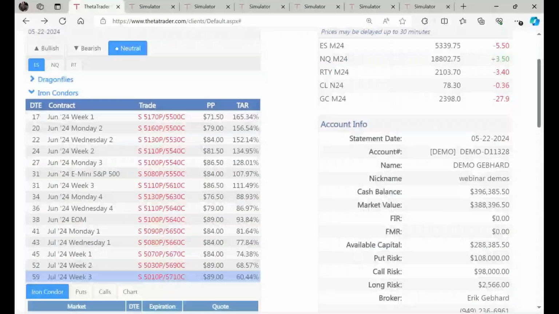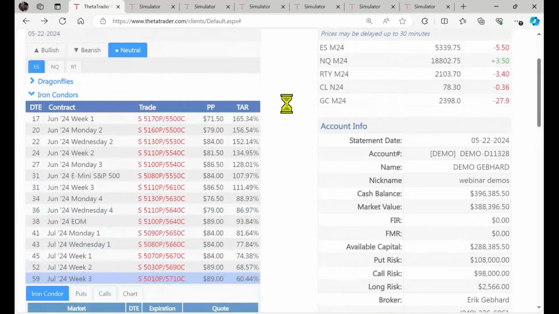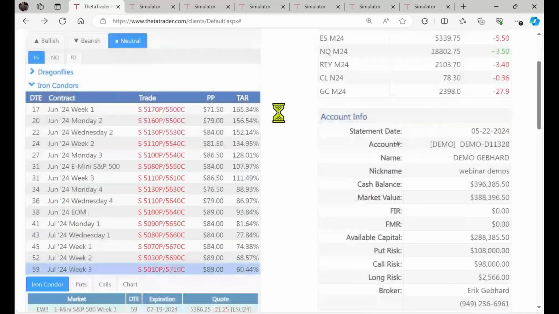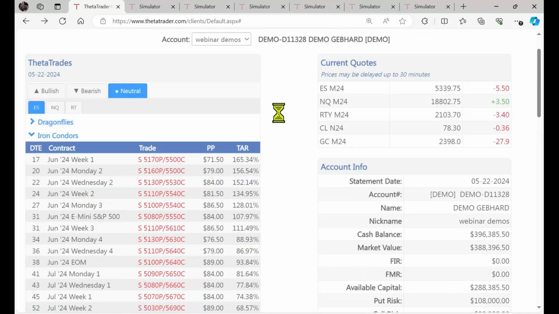Okay, look at the Dragonfly. I don't know why sometimes during a webinar it moves a little bit slower than normal. Any day now. If not, I can just refresh the screen here.